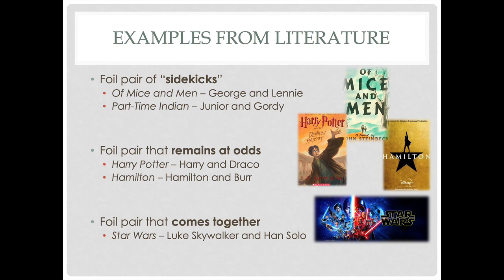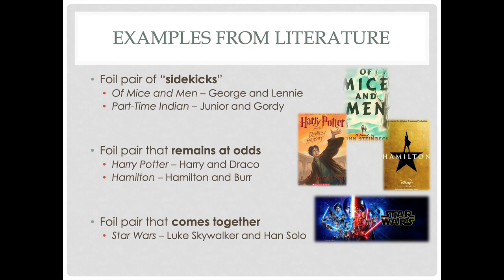We can then look at a foil pair that remains at odds, meaning a foil pair that does not get along from the very start, and all the way through a text or all the way through a series, these two characters never learn from each other, never come together, never become friendly. So for example, Harry Potter, we have Harry and Draco, and from Hamilton, we have Hamilton and Burr.